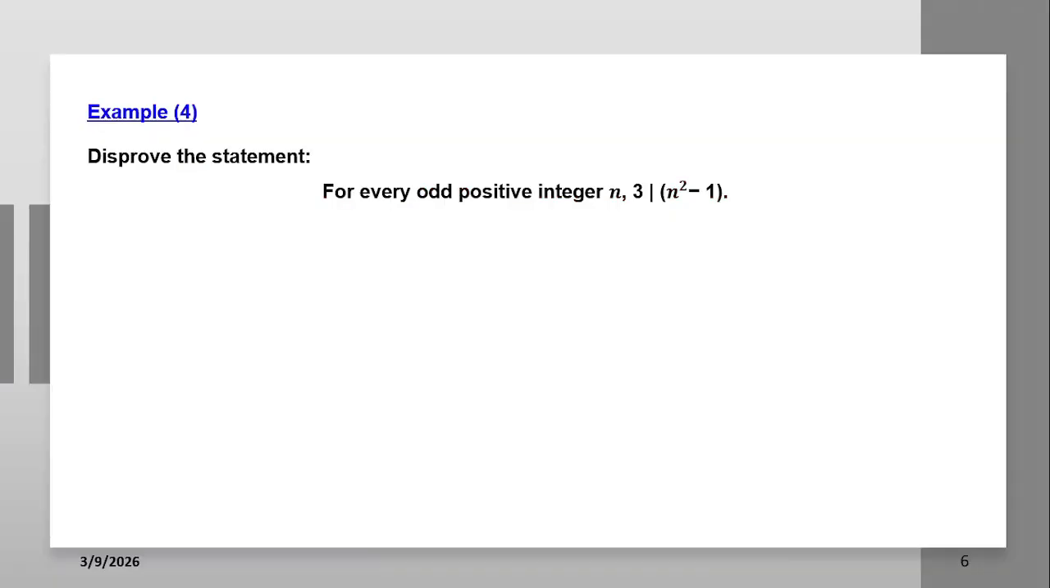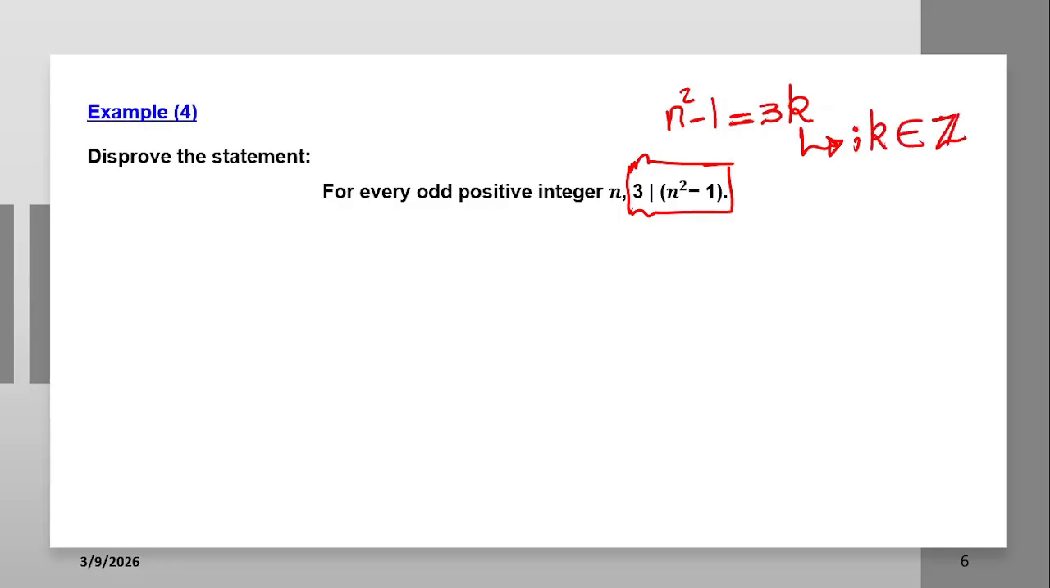In example 4, it's requested to disprove the statement that for every positive odd integer, 3 divides n square minus 1. What's the meaning of this sign? It's 3 divides n square minus 1. This means that n power 2 minus 1 is a multiple of 3, which means that n square minus 1 can be written as 3 times another integer, 3 times k, where this k belongs to the set of integers Z. I think that it's easier to provide a counterexample.